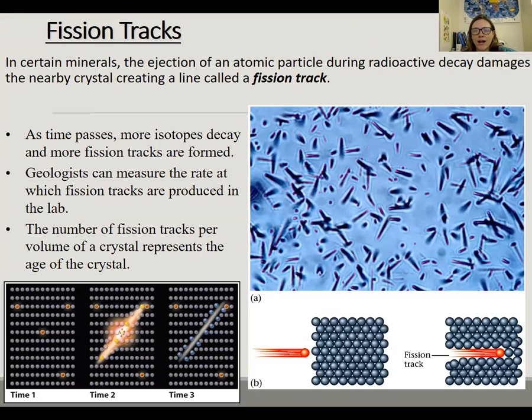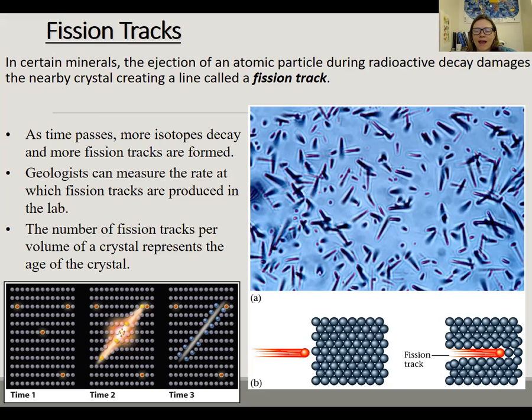And then the final thing I want to mention is fission tracks. Fission tracks are basically scars that occur within the crystal structure of minerals. The idea is that in certain minerals, when the radioactive decay process occurs, which we talked about before, as atomic particles are ejected from the nucleus, they can create a fission track, or a scar, in a nearby crystal. And the more time that has passed, the more of these little scars or fission tracks are created.